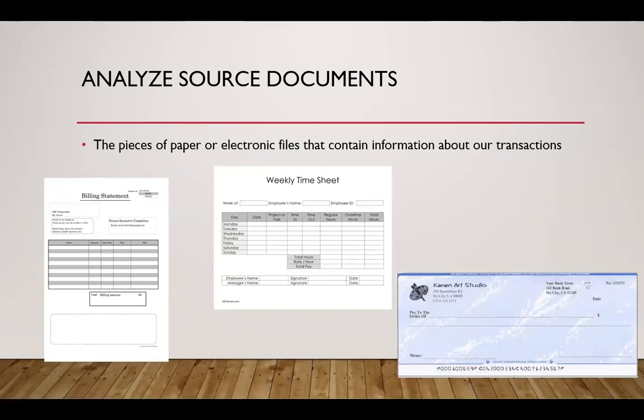We're checking to see whether or not we earned money, or did we spend money? Did we pay our employees? Did we purchase goods? All of that information can be found on our source documents. If we're talking about the classroom, then the textbook or the exam question is our source document. But in the real world, we're looking at those pieces of paper and those electronic files that serve as records for our transactions.